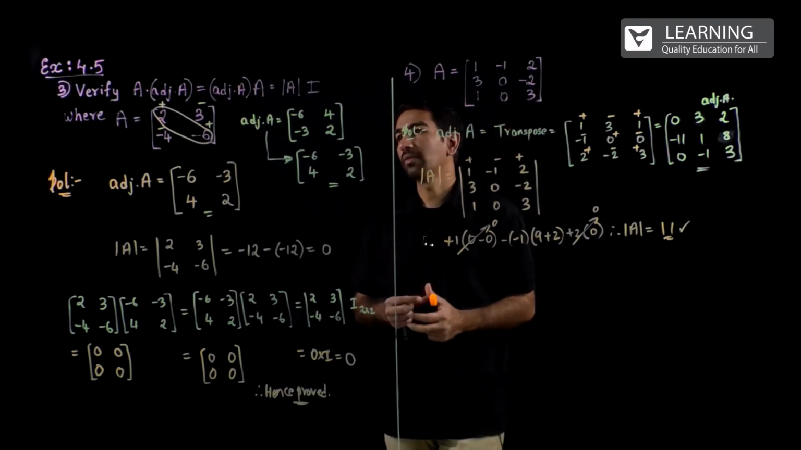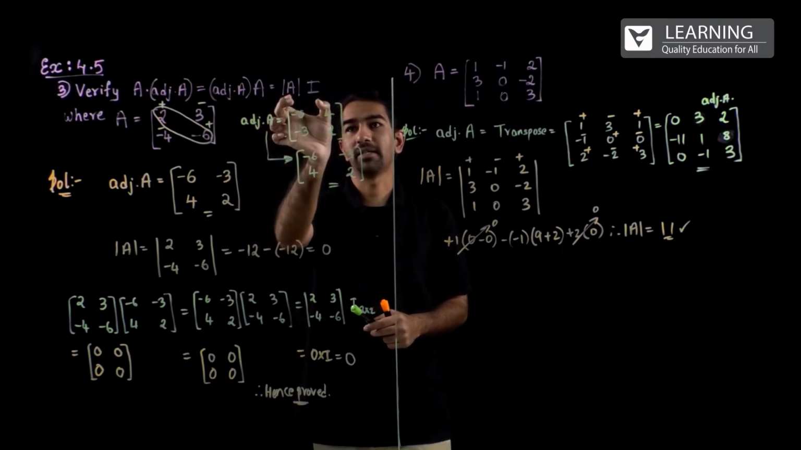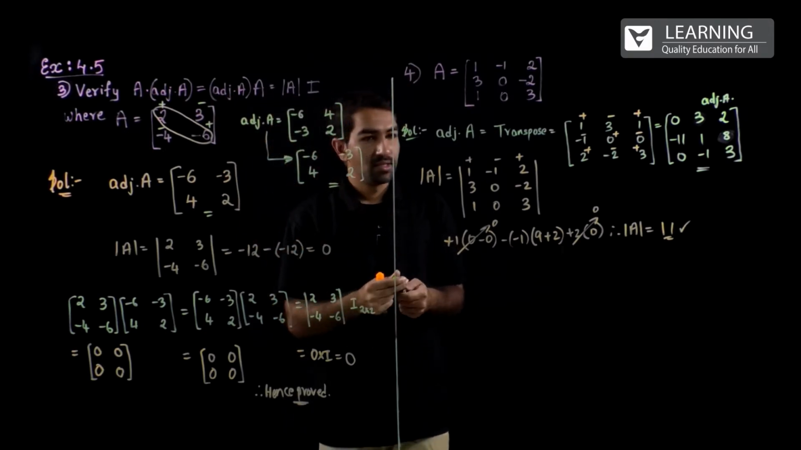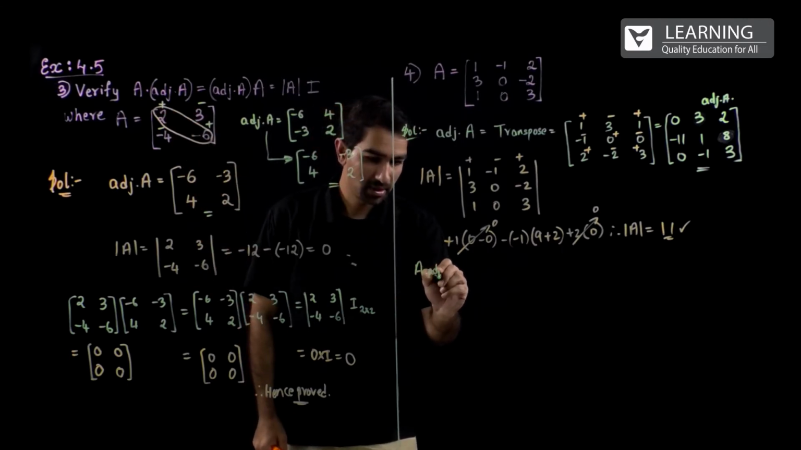Now what should we prove? We must prove that this product is equal to this product is equal to this product. So we'll start with A into adjoint of A.